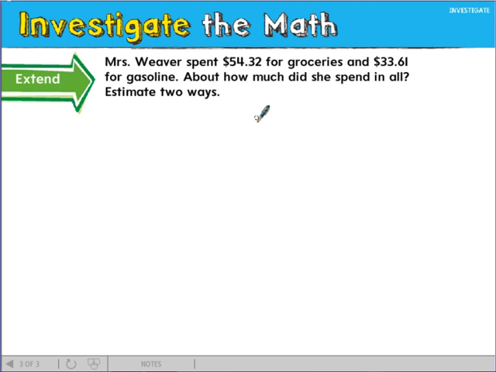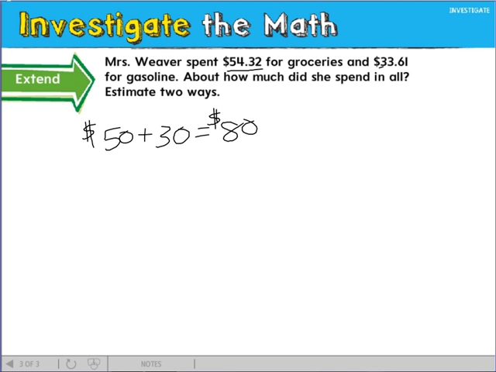I can round to the hundreds. I probably wouldn't estimate that way for this answer, because there's nothing in the hundreds place. So I can round to the tens place. I'm going to round 54 and 32 hundredths to 50, and add that to 33 and 61 hundredths, which if I round to the tens place is the 3, so that would be 30. So 50 plus 30 equals 80. So that would be one way that I could estimate it.